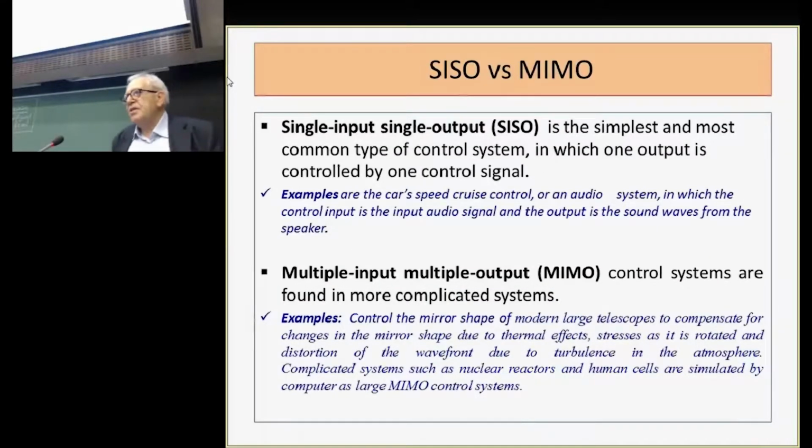A simple control system considers one signal input and one signal output. Those are simple cases, but there are more complex ones. We have multiple inputs and multiple outputs.